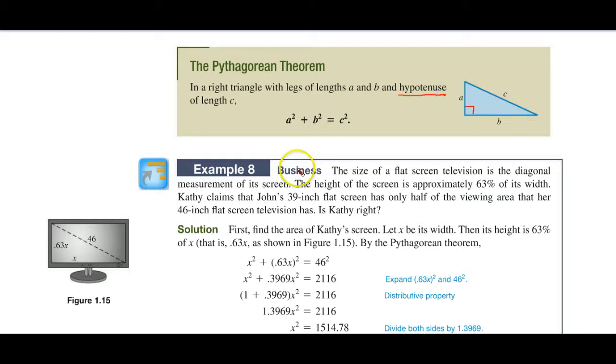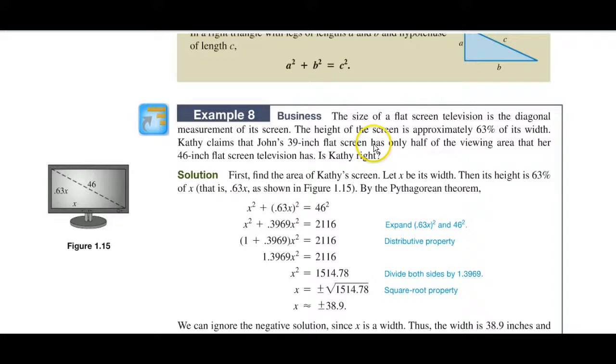Okay? So here they're looking at a TV screen. Let me raise it up a little bit. And by the way, there is the Pythagorean theorem. If you square side A, square side B, add these two together, it is equal to the square of the hypotenuse, or side C.